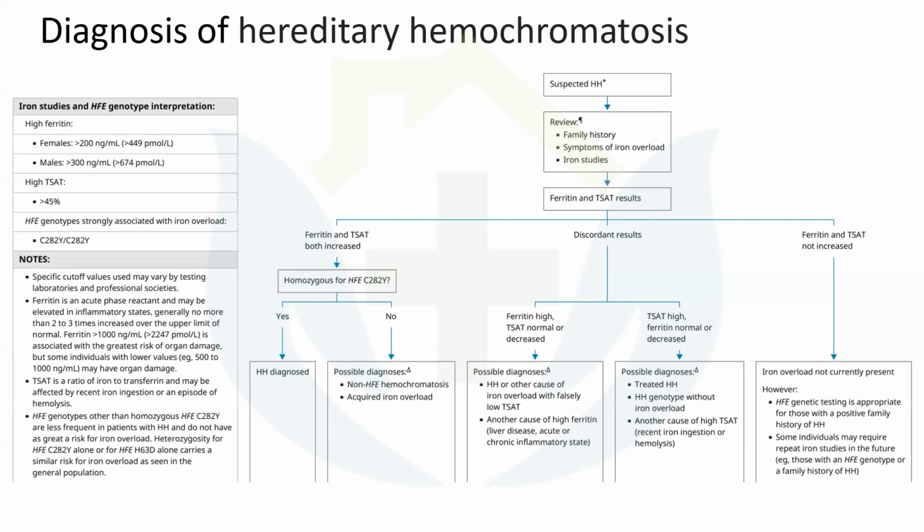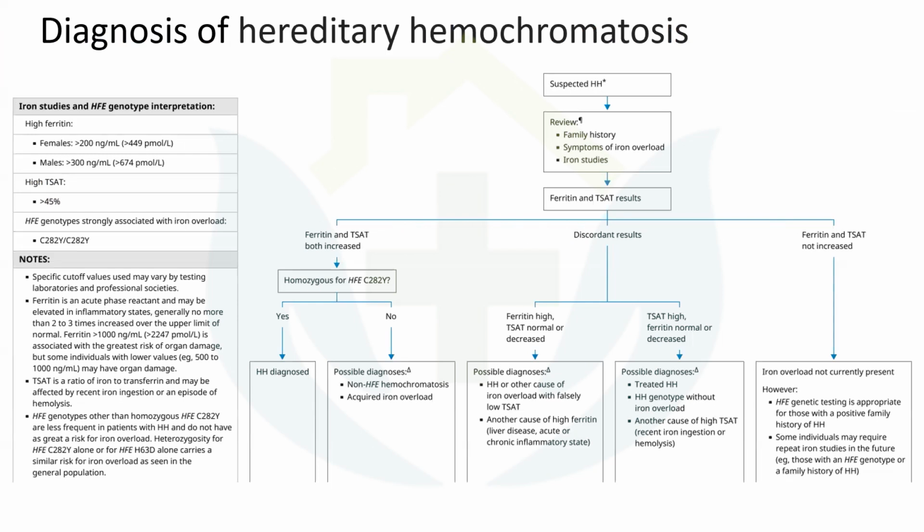Yeah. So if the ferritin and the transferrin saturation are both increased, and the patient has the HFE gene homozygous, then the diagnosis is confirmed. So with homozygous and iron overload, the diagnosis of hereditary hemochromatosis is confirmed. And in other cases it will be only possible. But in other discordant cases, like if the patient's ferritin is high but TSAT is normal or decreased, in those cases there will be a possibility.